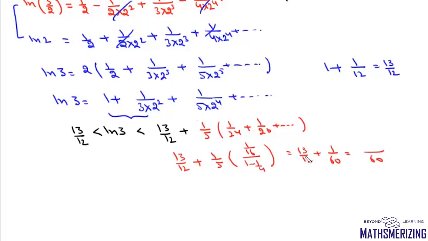Now this is 65 plus 1, 66, which is 11 by 10. So from here we can write that the value of log 3 will lie between 13 by 12 and 11 by 10.